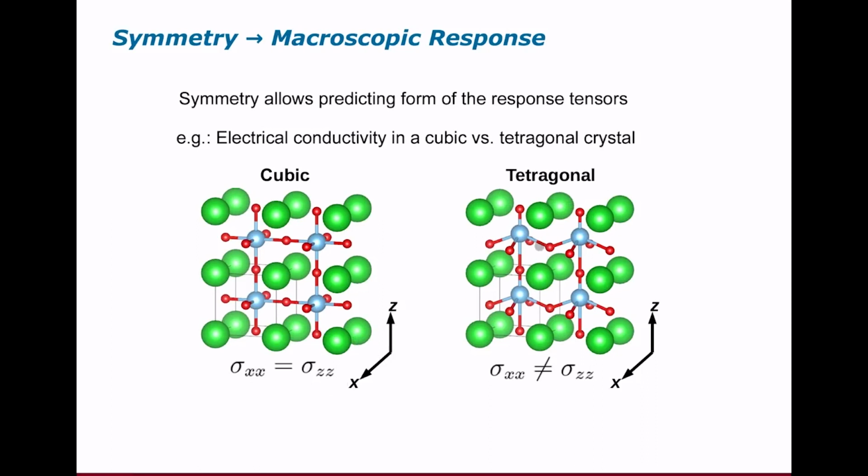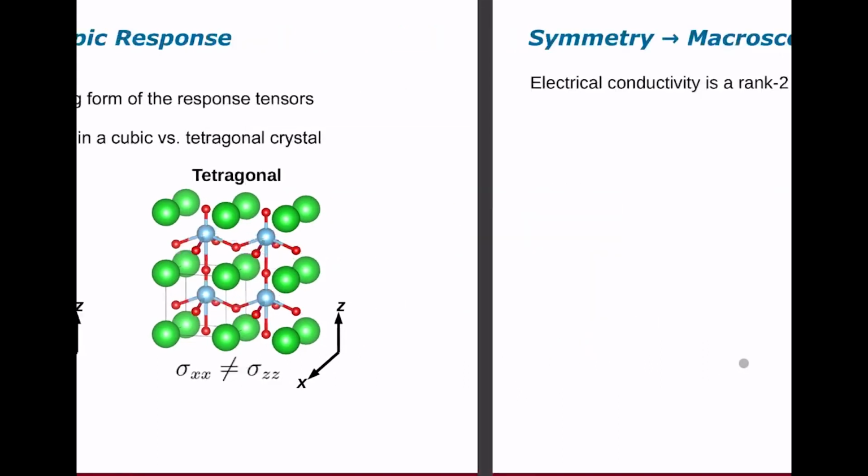But for example, if you have a tetragonal system where the in-plane X and Y axes are identical, but the out-of-plane axis, the Z axis, is different because, say, the center atom in your cube has moved along that direction, then the conductivity that you measure by applying an electric field and then measuring the current density along X will be different from the conductivity that you measure by applying an electric field and then measuring the current density along Z. So sigma XX will be different from sigma ZZ. So space groups enable you to figure out what the form of this sigma tensor will be.